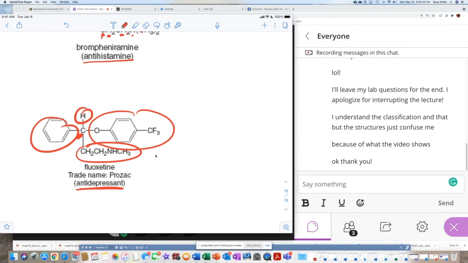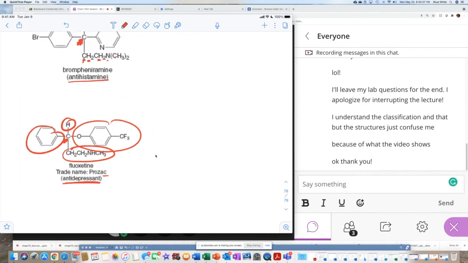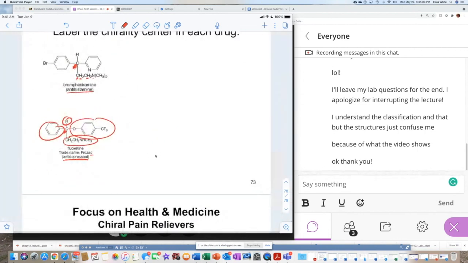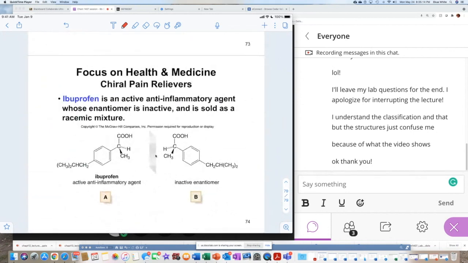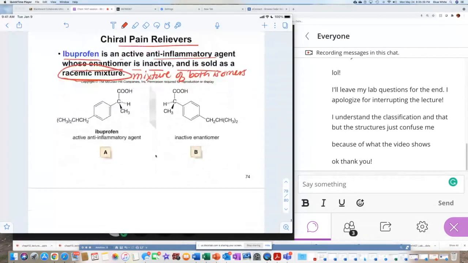Notice this is an antidepressant, trade name Prozac. These chiral compounds tend to have these weird side effects, right? So here we're being told focus on health, chiral pain relievers. Ibuprofen is an active anti-inflammatory agent whose enantiomer, remember its twin is called the enantiomer, is inactive and is sold as a racemic mixture. A racemic mixture is a mixture of both isomers. Here's the thing. I noticed it wasn't mentioned.